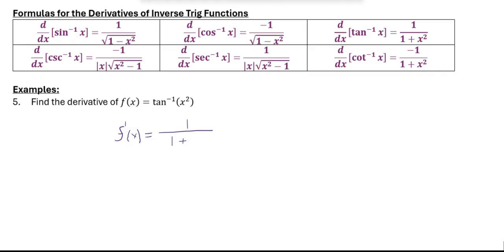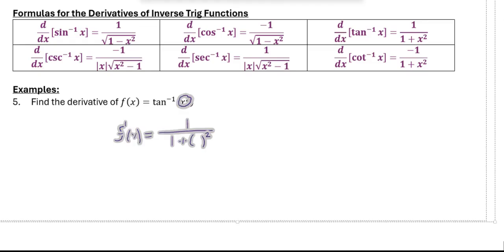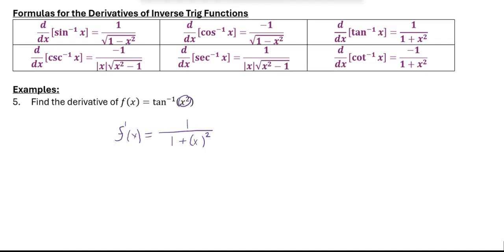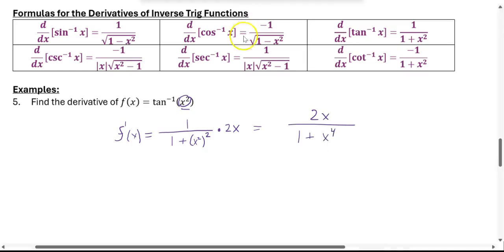But this serves as our x, right? So it's 1 plus 1 over x squared. We have to use the chain rule. The chain rule says take the derivative of the outside function, and the outside function is tan inverse, but leave the inside piece alone. Leave the x squared alone. That's still there. And then multiply by the derivative of what's inside. Derivative of x squared is 2x. This would be best written as 2x over 1 plus x to the 4th. All right, that would be our derivative there.